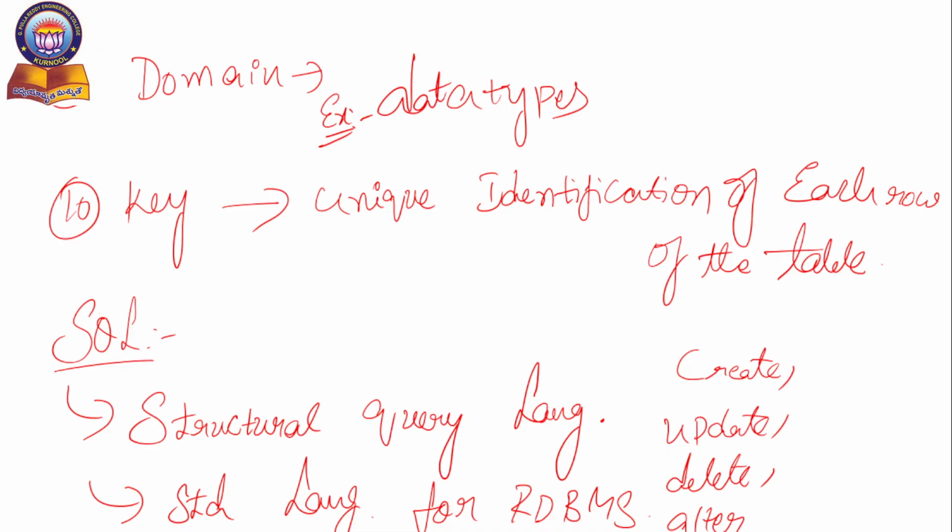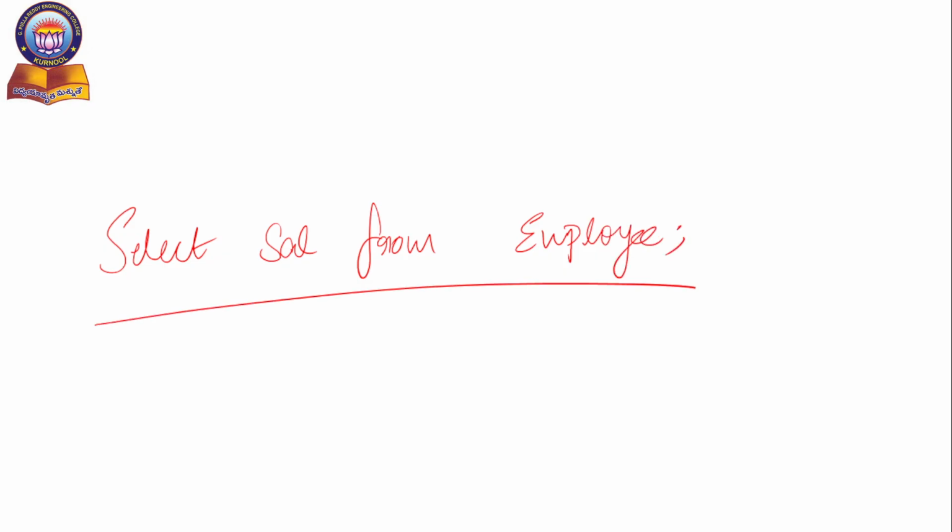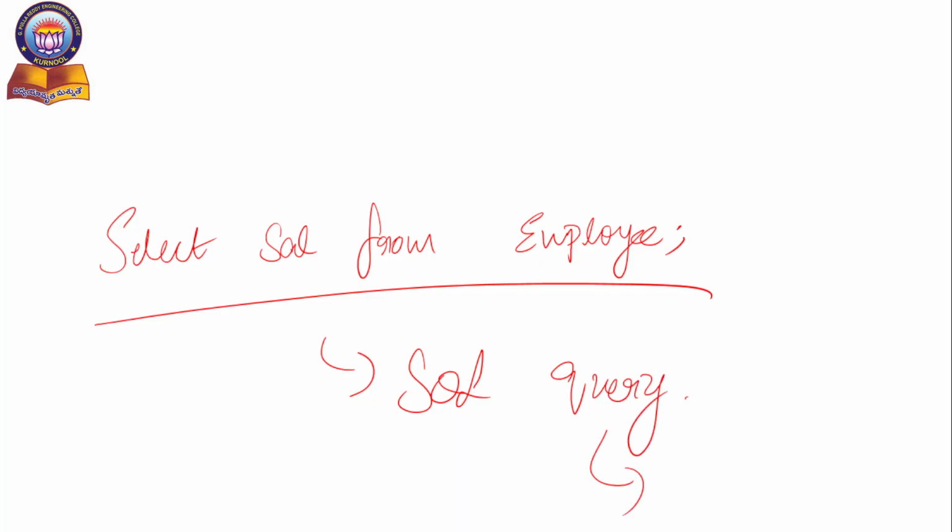Already we know that in SQL we discuss SQL queries. First of all, what is meant by a query? A query is nothing but a statement. Whatever operations we do in tables are called a query. How do we write a query? Select salary from employee, semicolon. This is an SQL query. A query means a statement.